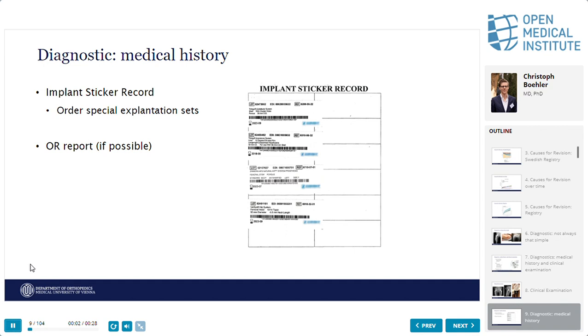What's also part of the medical history, and really important, is to get the implant sticker record. You have to know what kind of implant the patient has inside, because there are special explantation sets, or there are some tricks we will show you in the next session for each specific implant, how you get it out. Otherwise you have to do an ETO or worse. And also the OR report could be of use.